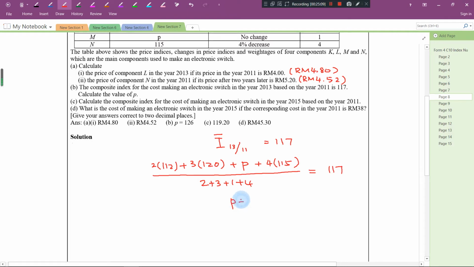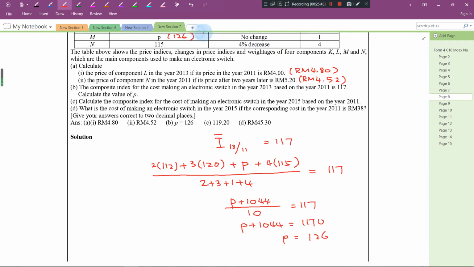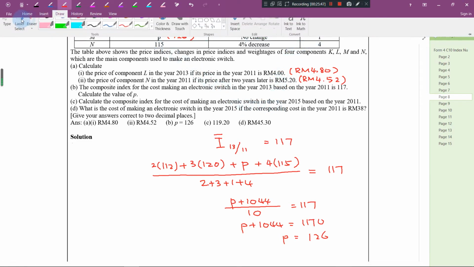Okay, so this is P plus 1044 over 10 is equal to 117. So P plus 1044 is equal to 1170, I take this one times 10. Then it should be no problem. Take this 1170 minus 1044, which is equal to 126. So the value of P is 126. Let me write over here first. So this is the answer for this part.